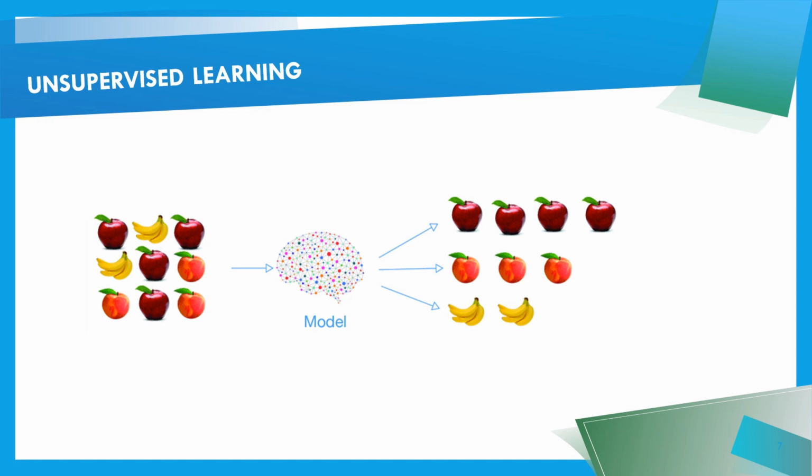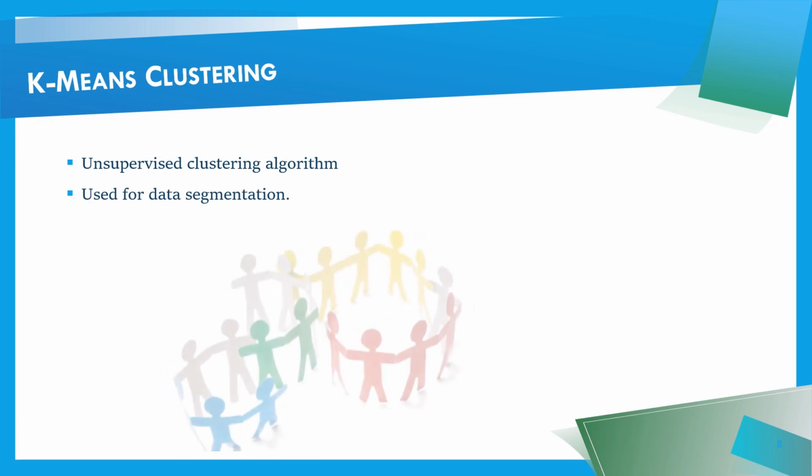Let us see the example. Apples, oranges, and bananas are presented to the learning model without labels. The unsupervised learning model automatically clusters apples to one group, oranges to another, and bananas to one more. K-means clustering is a type of unsupervised clustering algorithm. It is mainly used for data segmentation.